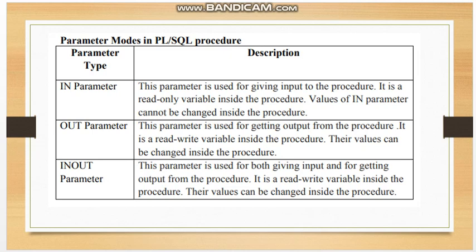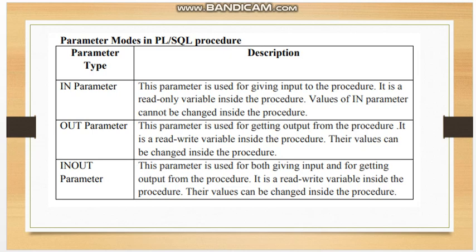Then we have another type of parameter, which is the OUT parameter. This parameter is used for getting the output from the procedure. It is a read-write variable inside the procedure. For example, you can take the parameter, make changes in it, and these changes will be visible to the user. Its value can be changed inside the procedure. So the OUT parameter is generally used whenever we want the result to be shown to the user.